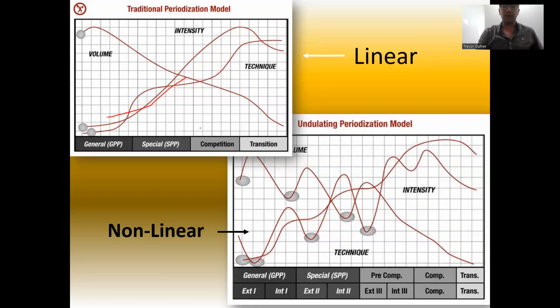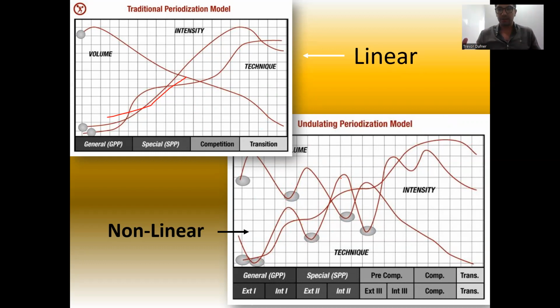And so this nonlinear model has become a little bit more popular, where essentially you're basing the technique and intensity off of the volume and using the time in between your sporting outings to determine which one of these you're doing.